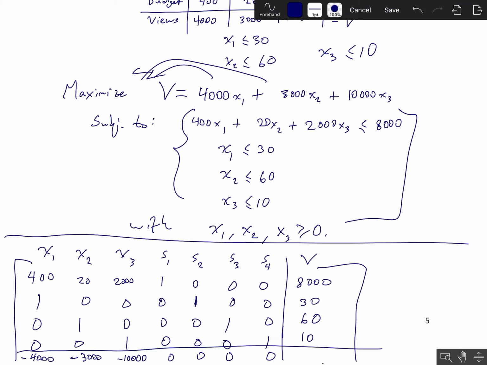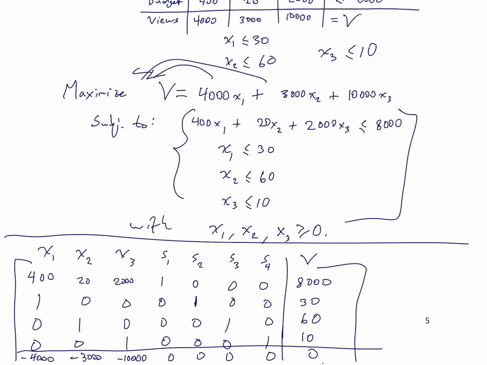And then we don't need any slack variables here, so all of those would be zeros, and the initial value for V will also be 0. So this will be our initial simplex tableau.